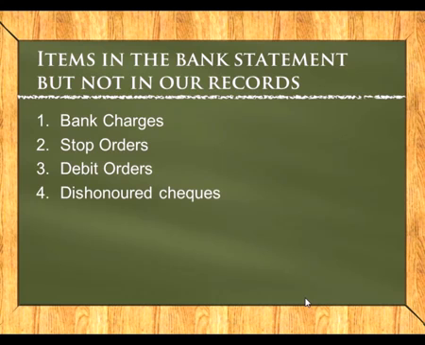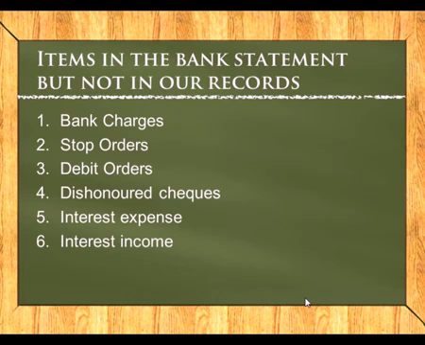Then we have dishonored checks. Dishonored checks is if people have paid us, therefore we thought we had the money, but later on it turns out that they don't have money in their account. Therefore the check is dishonored, or it's also referred to as a refer to drawer check or an RD check. Interest expense is when we are on overdraft and we need to pay the bank the interest. And the opposite of that is then interest income, if we do have money in our account and the bank has given us interest income.